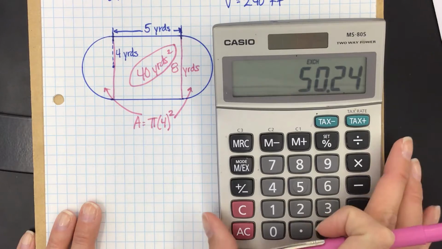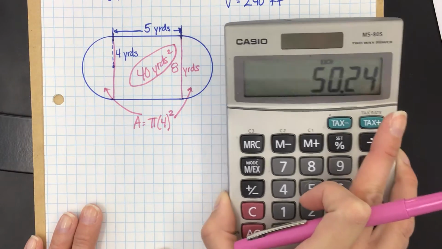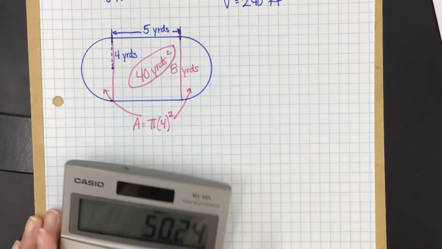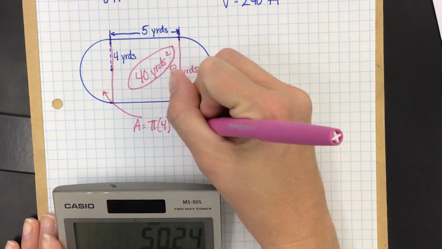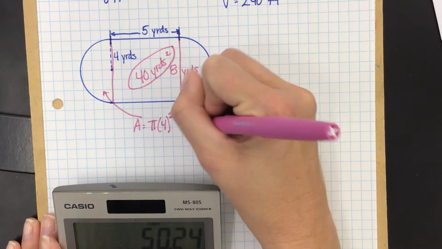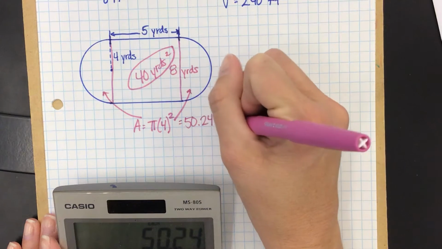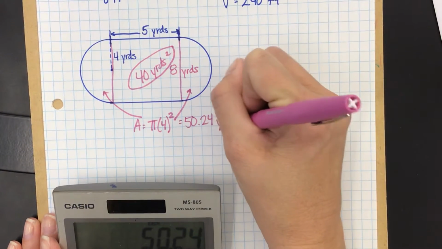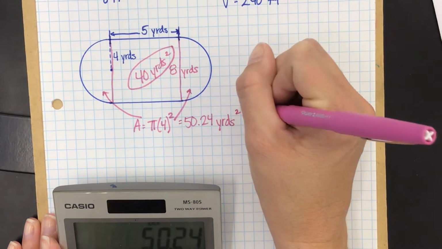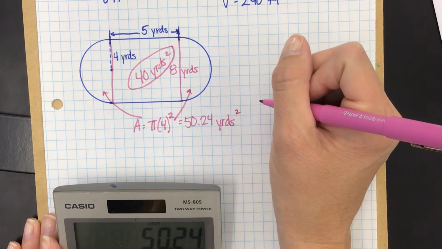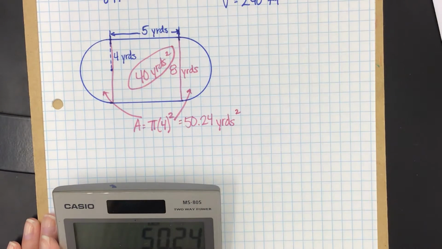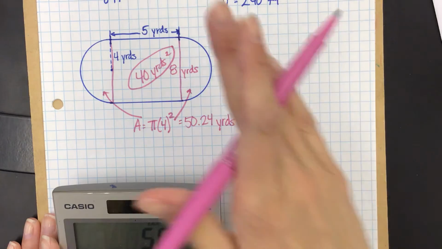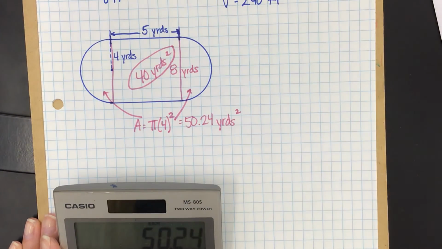So that means the area of my circles, my partial circles there, is going to be 50.24 yards. Yeah. So this is the whole circle, so it's both halves together. But like I said, if you only had 1/2, then you would divide that by 2.